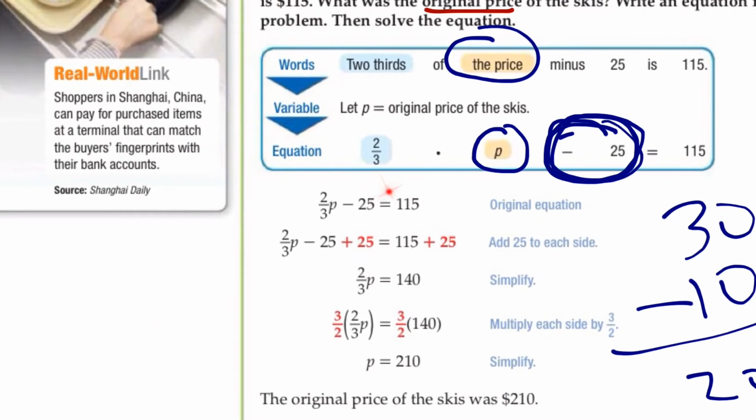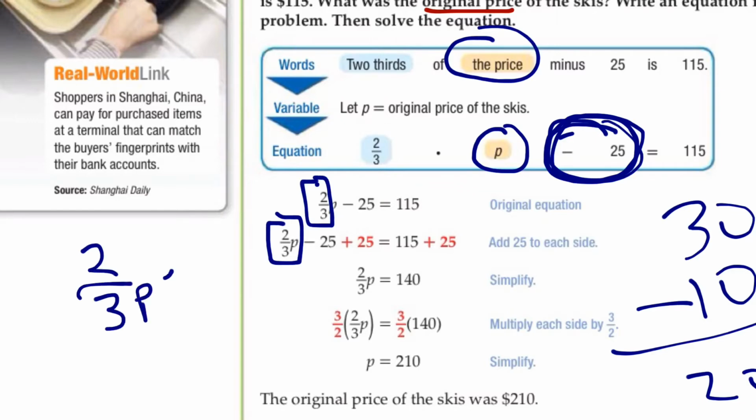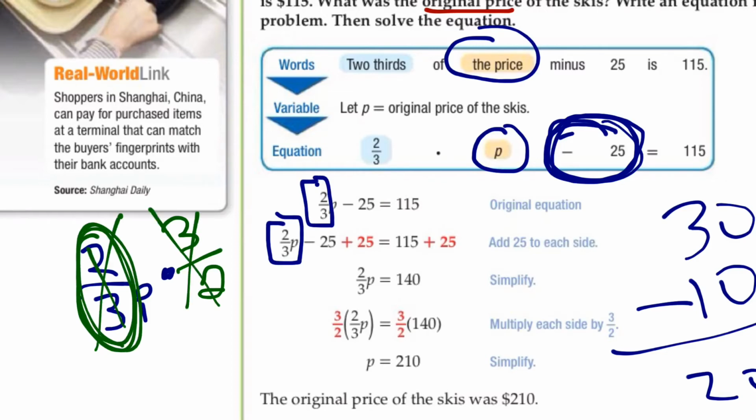So equals 115. Now, remember, I have a fraction. We did this last time. I have a fraction next to a variable. How do I get rid of that? Well, let me remind you, if I have 2/3 P and I want to get rid of the fraction, I multiply it by the opposite, by the flipped one. To get rid of this, I multiply it by the reciprocal. I flip it and multiply, and then they are gone.